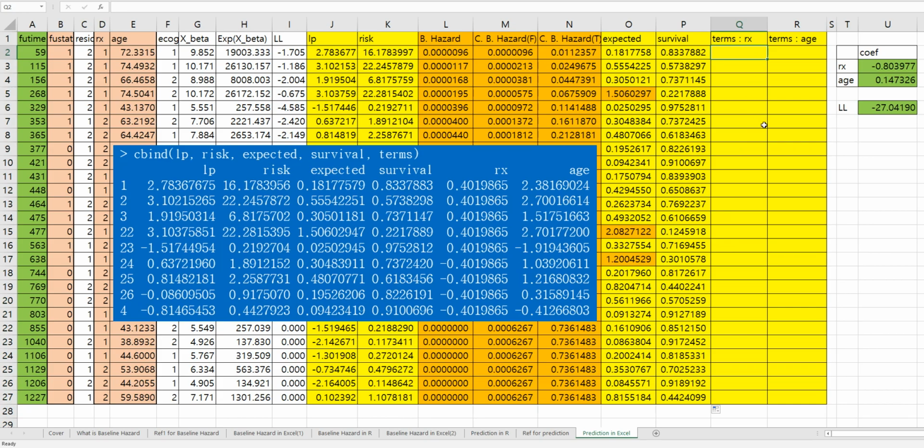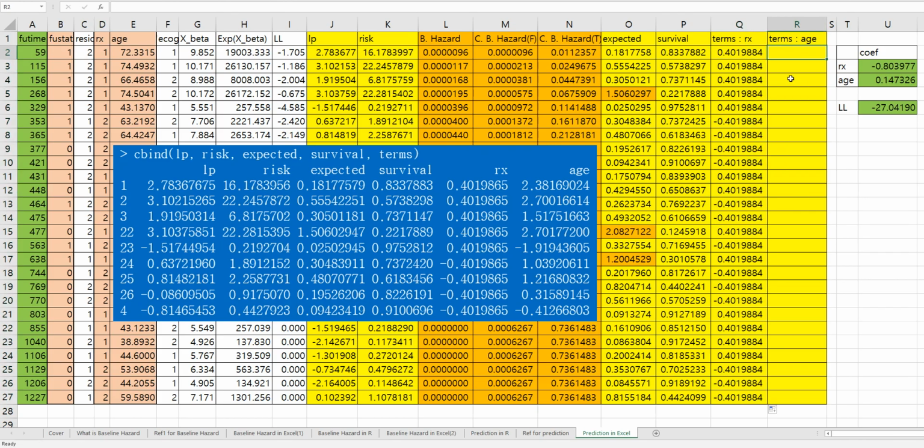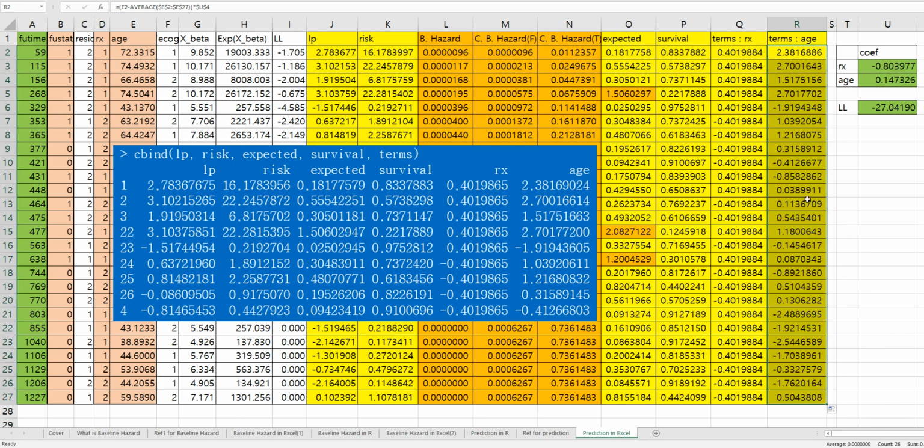And the last one, terms. Rx value minus average of Rx variable and times coefficient, and terms value for age variable, age minus average of age variable times coefficients. Right?